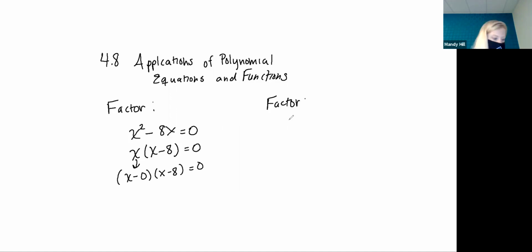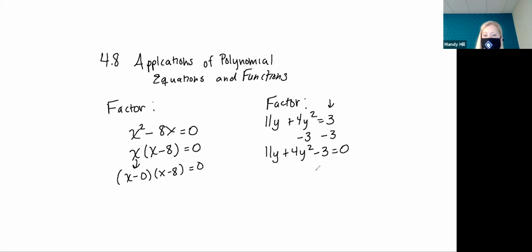We've got factor 11y plus 4y squared equals 3. Well, this is weird because usually we don't have anything over here, right? It's usually just always equals 0 every single time. So we need to make it equal to 0. In order to do this one, we're going to need to subtract 3 from both sides. So I'd have 11y plus 4y squared minus 3 is equal to 0.